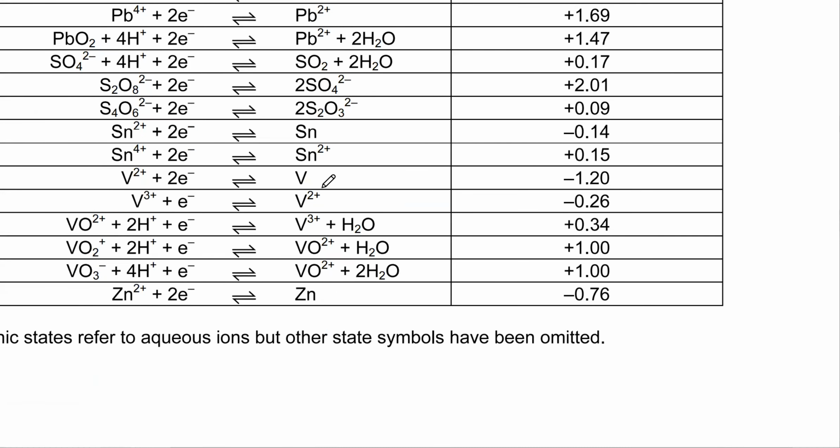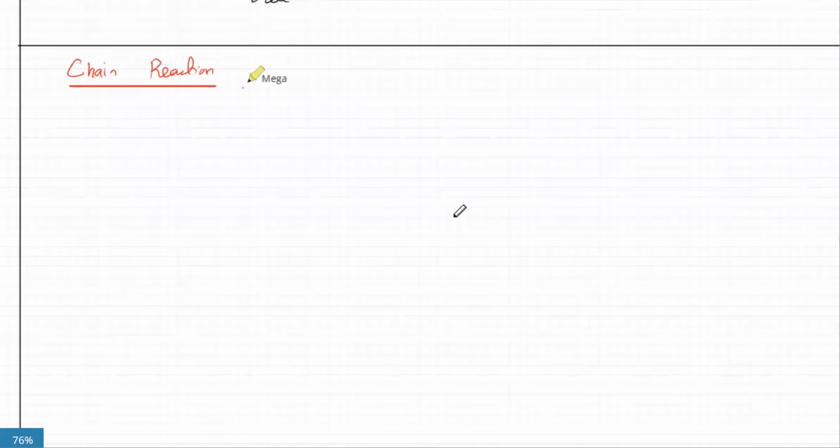Like vanadium over here going to 2+, then vanadium 2+ goes to vanadium 3+, then vanadium 3+ goes to, I think, not really sure what this is, I think this is +6. This is +4, and so on. So vanadium has many equations. I'll explain this by doing a question first, and you'll get what the idea is. So remember, watch out for chain reactions.